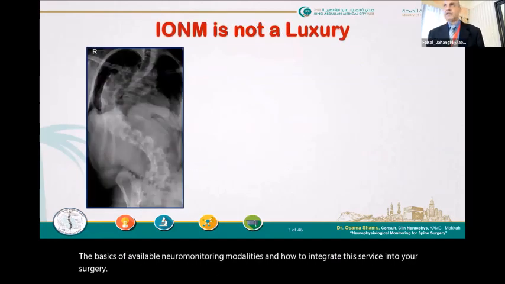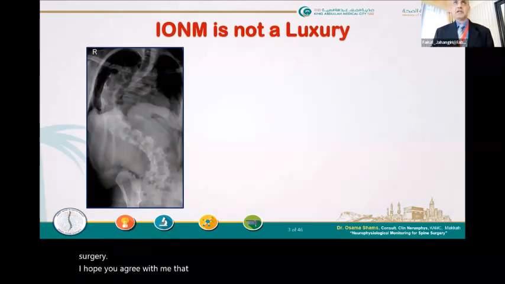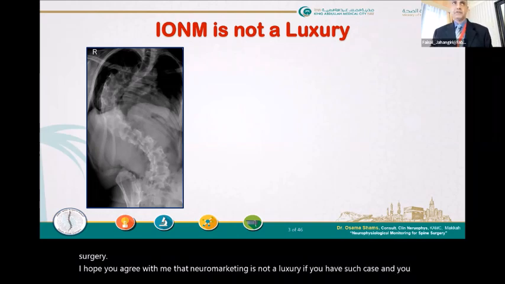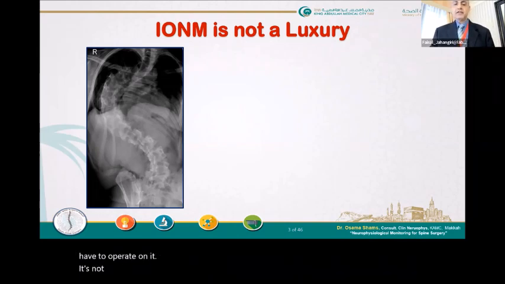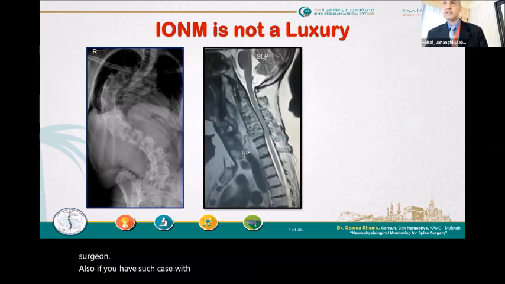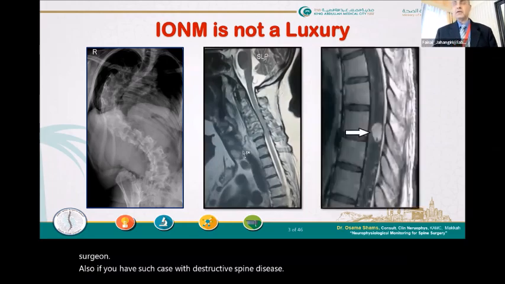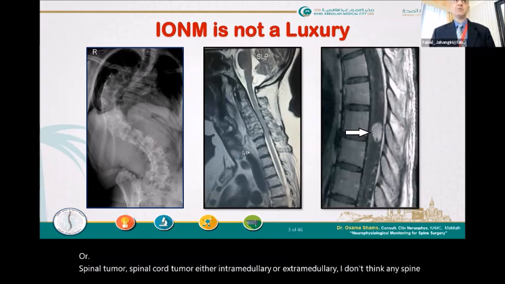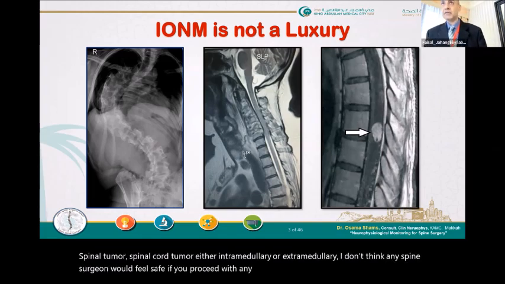I hope you agree with me that neuromonitoring is not a luxury. If you have such a case and you have to operate on it, it's not a luxury and it will make a real difference for the safety of the patient and for you as a surgeon. Also, if you have such a case with destructive spine disease or spinal tumor, spinal cord tumor, either intramedullary or extramedullary, I don't think any spine surgeon will feel safe if you proceed with any of these cases without having neuromonitoring.